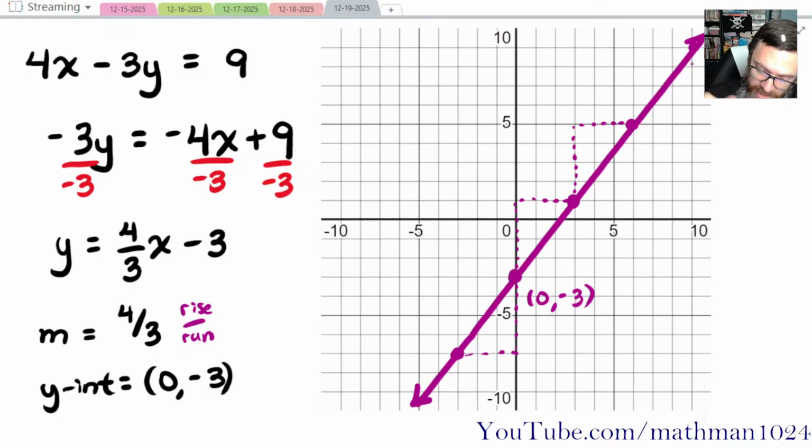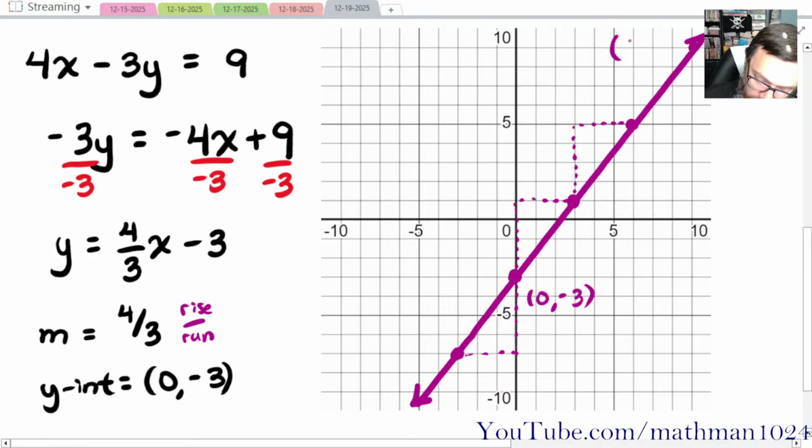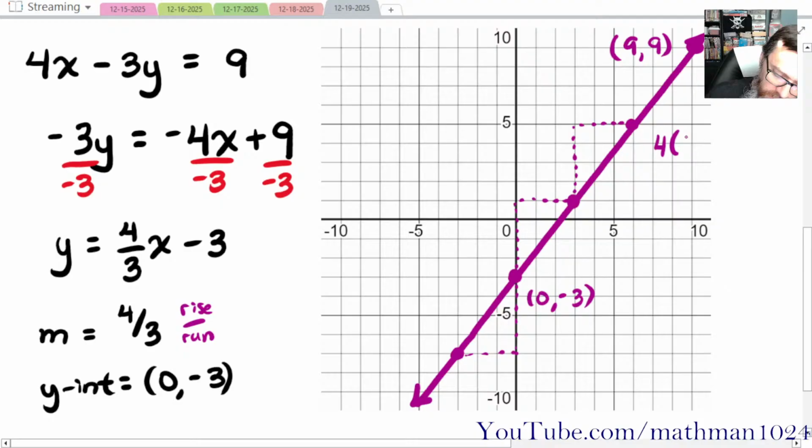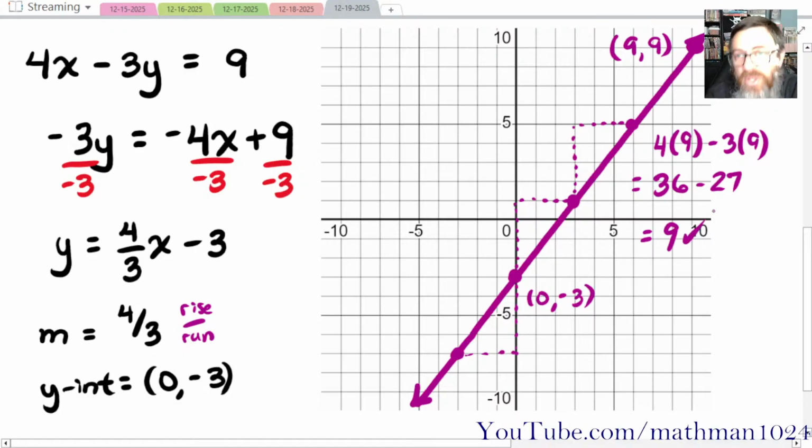Now, let me pick, let's say this point that's up here. So we have the ordered pair 9, 9. That's this guy right here. Again, I should be able to plug that into the original equation and have something that is true, right? So if I do 4 times x, which is 9, minus 3 times 9, let's see what we get. It's 36, minus 27 equals 9, so everything checks out.